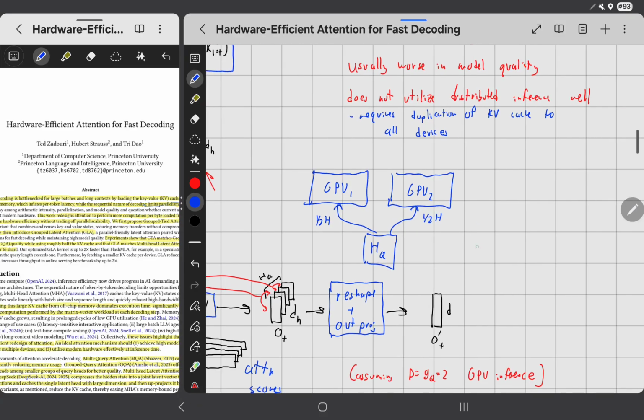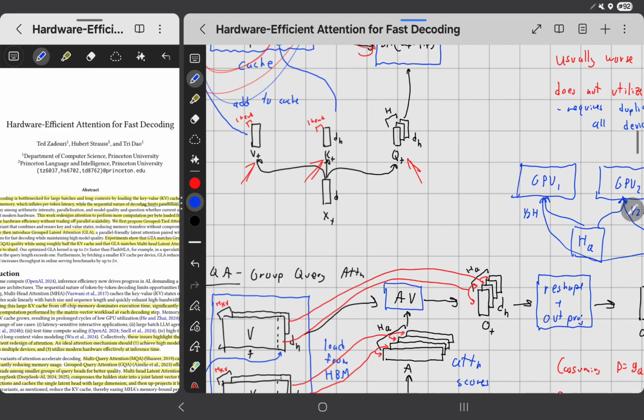Now, the problem for our keys and values is we only have one head. That means we have to duplicate this for GPU1 and GPU2. But if we had two key and value heads, we could just put the first key and value head on GPU1 and the second key and value head on GPU2. And that'll be just as fast as if we duplicated one head twice. So we can basically grow the number of key and value heads by the number of GPUs we have.